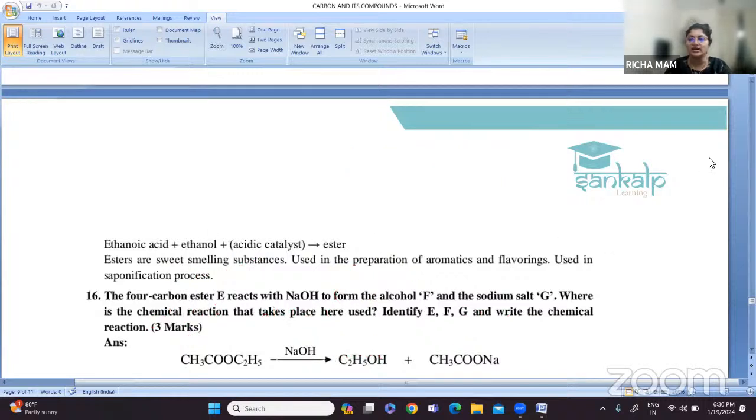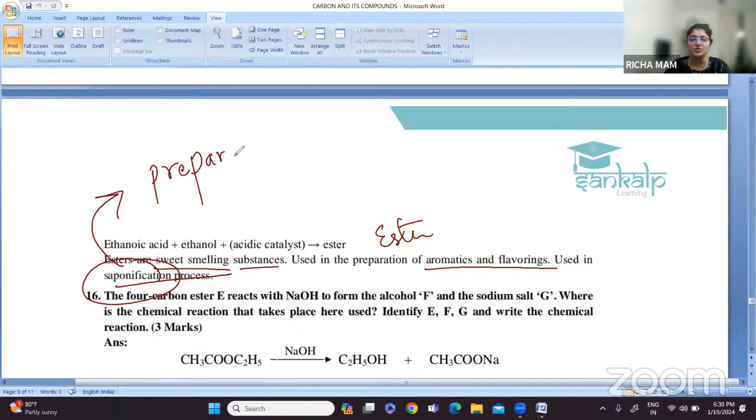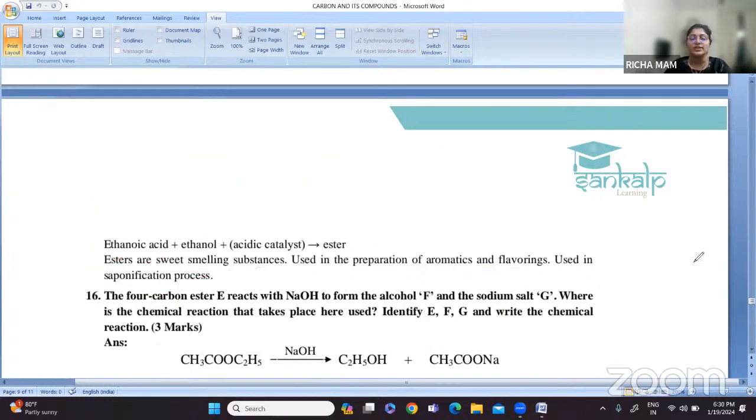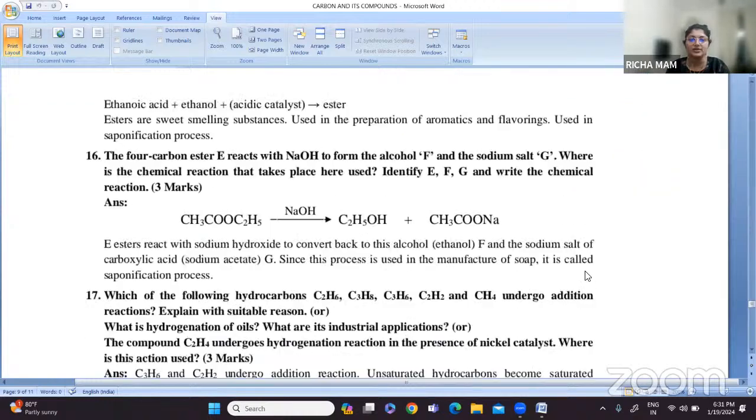These esters are sweet smelling substances, which are used in the preparation of aromatics and flavoring. So for flavoring purposes, esters are used. And they are used in the saponification process. What do you mean by saponification, students? In the preparation of soaps, that is called saponification. So in the process of saponification, we use ester. Okay, fine.